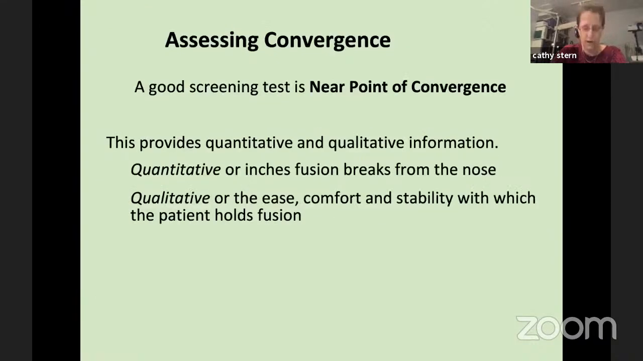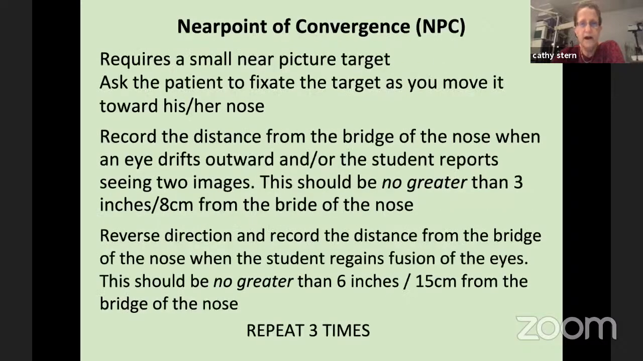And so when we're assessing convergence, we want to do a near point of convergence. We know it can be quantitative, but we also want to look at it qualitatively. I have patients where they're kind of pushing their head back into the headrest because they want to get away from the target. Is it comfortable for them? Are they trying to kind of close one eye, or are they squinting, or you could just see that they're not comfortable doing it, even if they can manage the task. So I think both of those things are important. You know how to do the test, but these are the norms that I have been using.